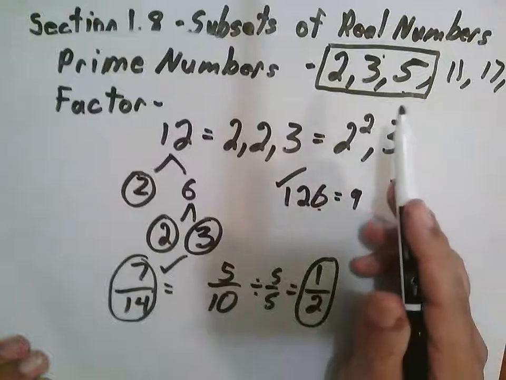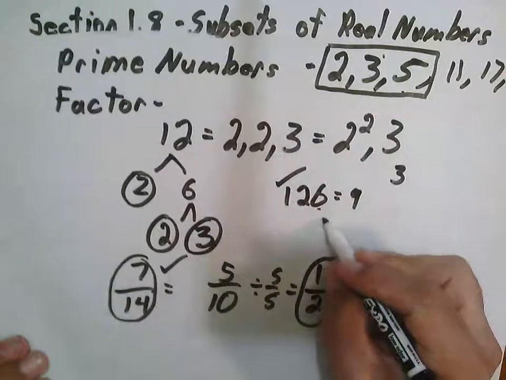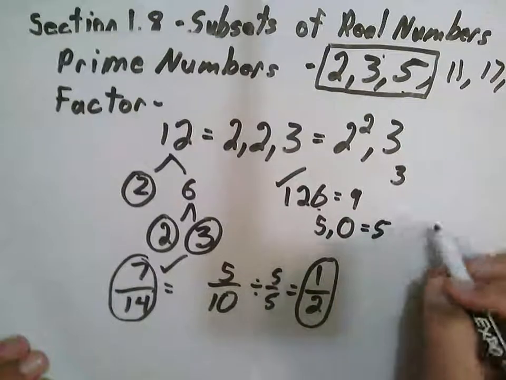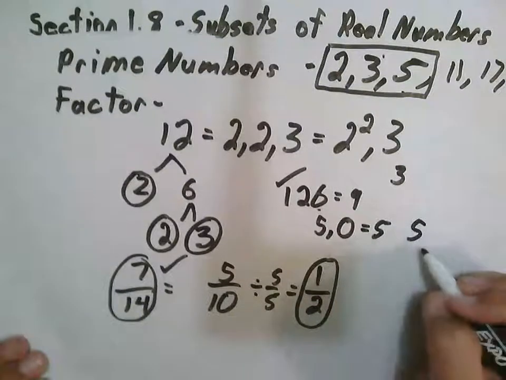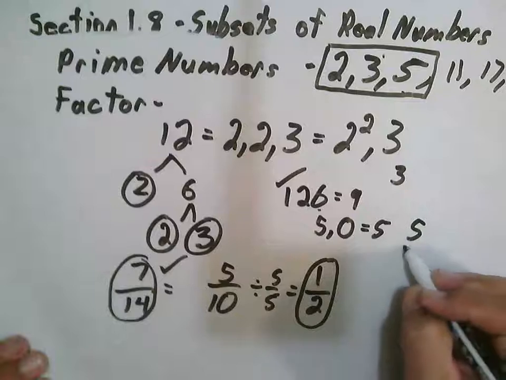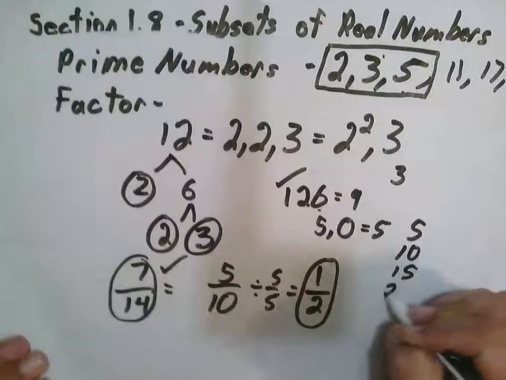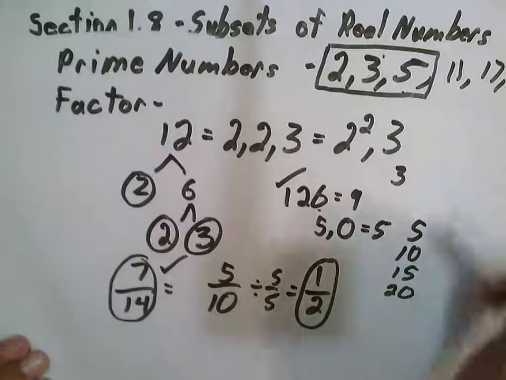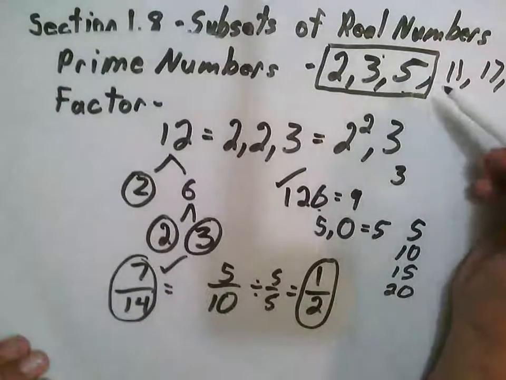Same thing, there's a pattern for 5. Any number that ends in 5 or 0 is divisible by 5. What that means is 5 can be broken down by 5, so can 10, so can 15, 20, and then the list just keeps on going. So if a number ends in 5 or 0, it's divisible by 5. Simple as that.